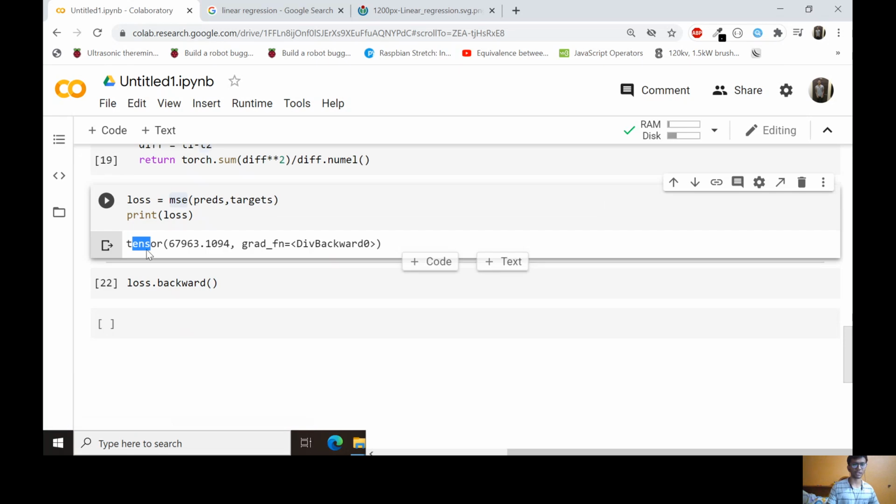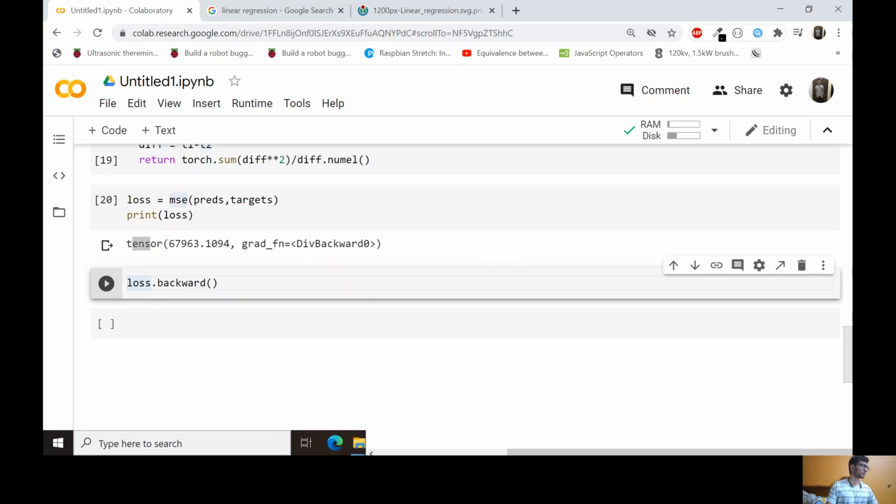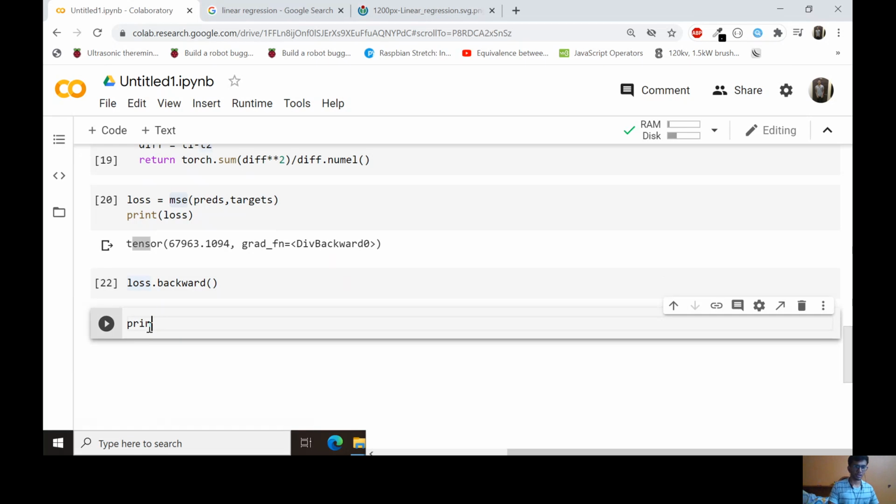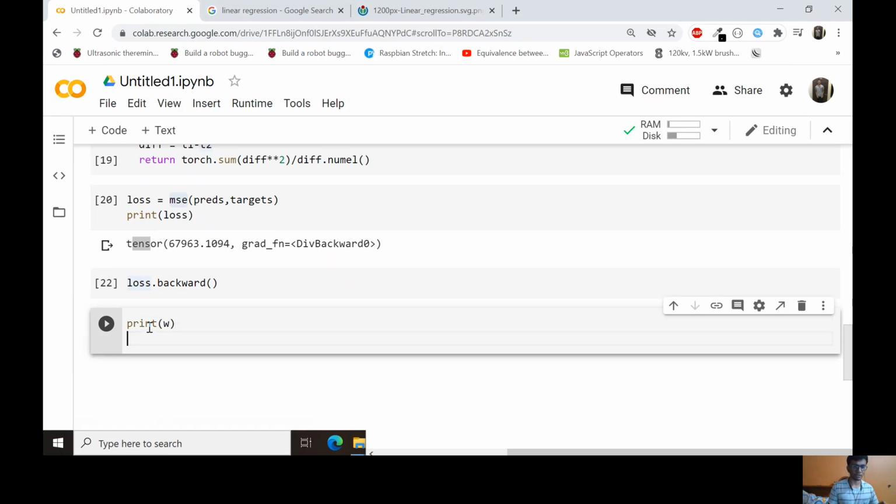Okay, so now we have the derivative of loss with us. So we will find the derivative of our weights. I'll explain what we are doing. It may sound pretty complicated, but trust me, it's very easy.